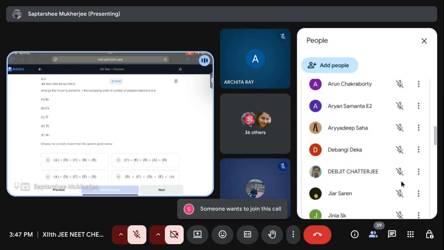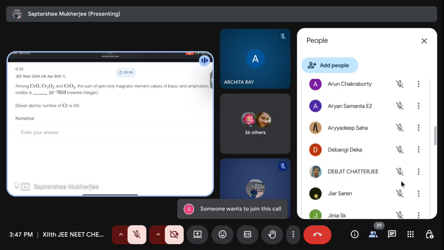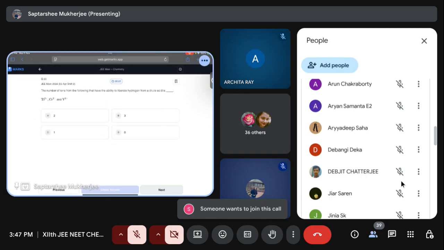These types of questions are very easy to do. Arrange the following elements in increasing order of number of unpaired electrons. You have to draw the electronic configuration. Based on that, you can do it. Then the oxidation number you can find out for these. From there, you can find out the spin only magnetic moment value. Unpaired electrons you can calculate. Same here also, unpaired electrons you can find out. From there, the magnetic moment value you can find out.